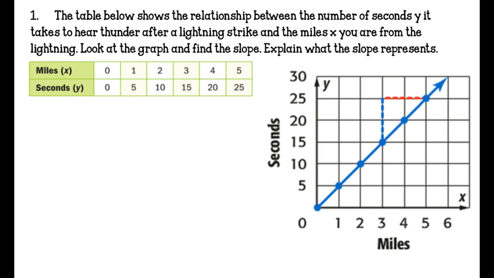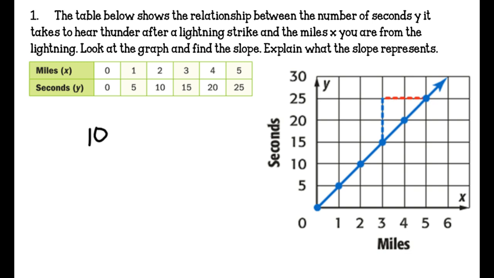Number 1, the table below shows the relationship between the number of seconds y it takes to hear thunder after a lightning strike and the miles x you are from the lightning. Look at the graph and find the slope. Explain what the slope represents. So if we look at the graph, it shows our change in y in the blue, so it's from 15 to 25. So that's a change in 10.